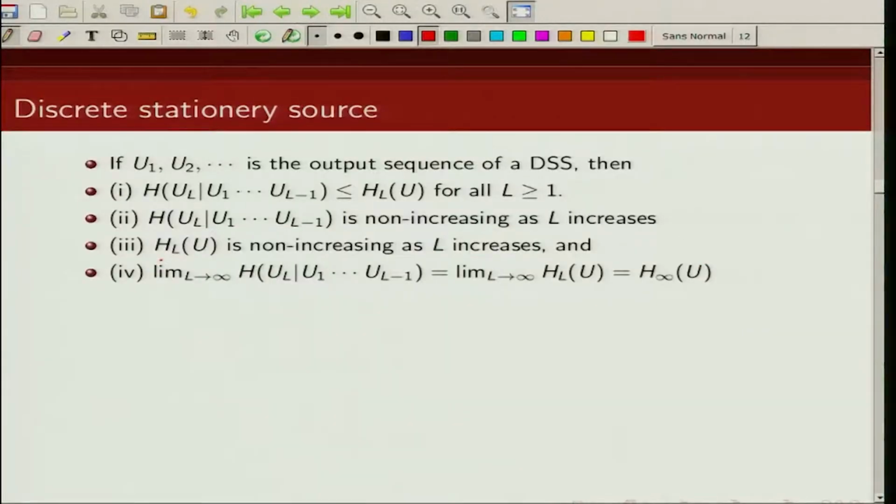Next we are going to show that this uncertainty per letter is also a non-increasing function of L. And finally we are going to show that these two different ways of representing this uncertainty per letter, when L goes to infinity, both are the same, and this we call the entropy rate of a discrete stationary source. So let us prove these properties one by one. We'll first start with this second property.